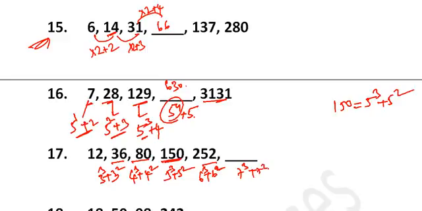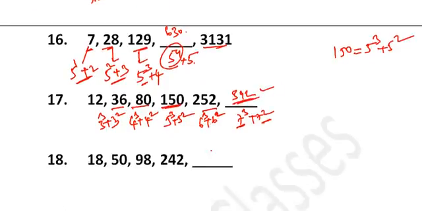plus 7 square. What is 7 cube, friends? 343 plus what is 7 square? 49. 343 plus 49 is nothing but 392. So this is what our answer is. And go to the 18th problem.